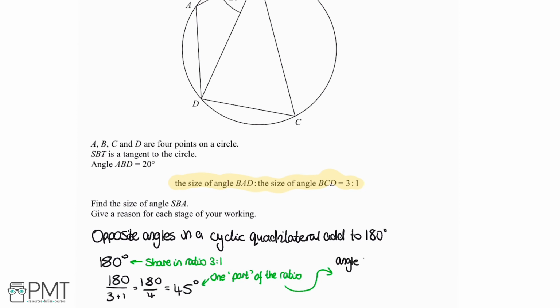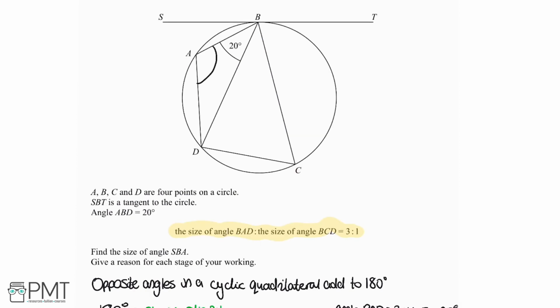So angle BAD is going to equal, in the ratio there, we're looking at the 3 here. So it's going to be 3 multiplied by what we worked out for one part, which is 45 degrees, giving 135 degrees. Now let's do the same for the other angle, BCD. In the ratio, that's 1. So 1 multiplied by 45, giving us 45 degrees. And let's check to make sure these add up to 180, and they do. So this angle here, 135 degrees, and this angle here, 45 degrees. So now we've got more information to work with.